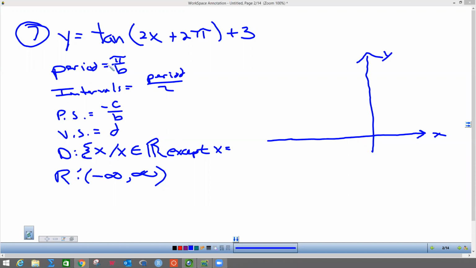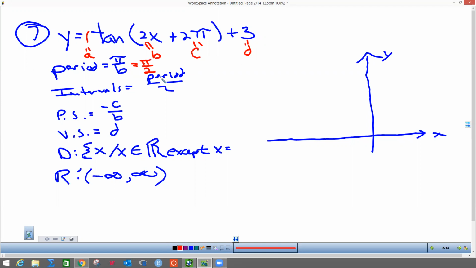So period is pi over b. Well, first of all, there's a number here in front of tangent, and that is what a is, but it's not amplitude on these. B is in front of the x. C is this part out here, and this part is the d. So we're going to plug those into this formula. So I'm going to have pi divided by 2 as my period.